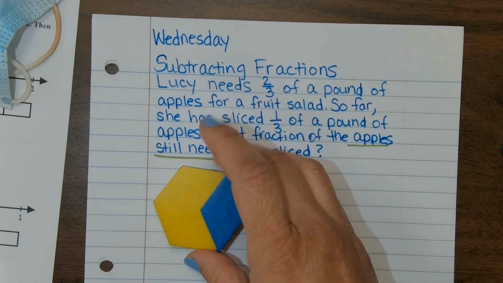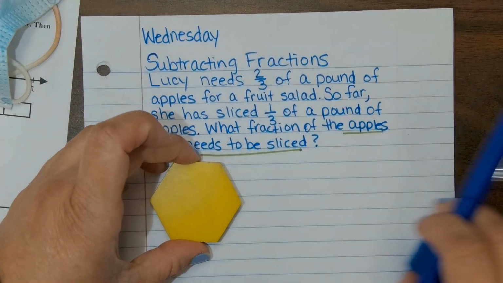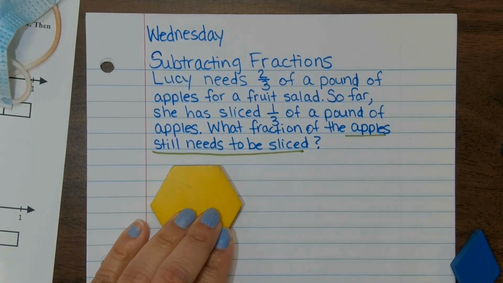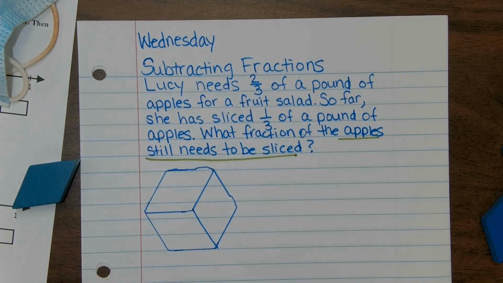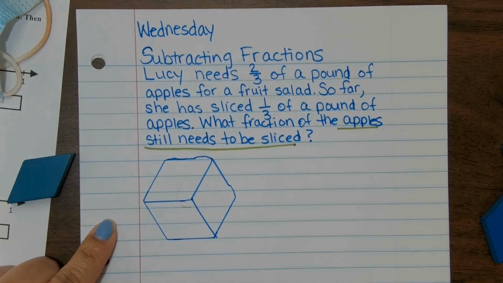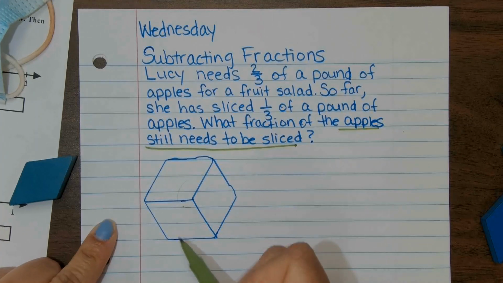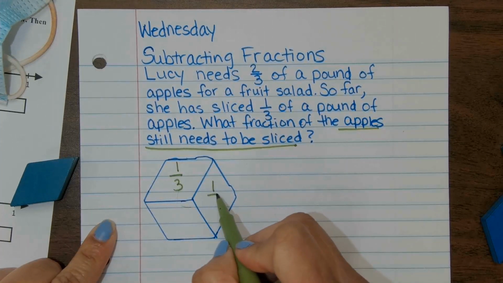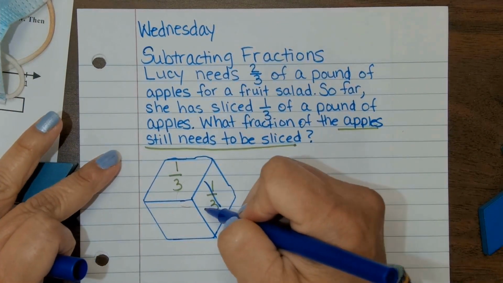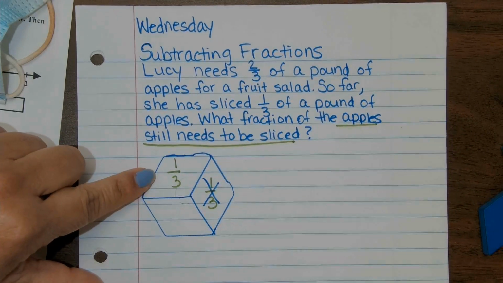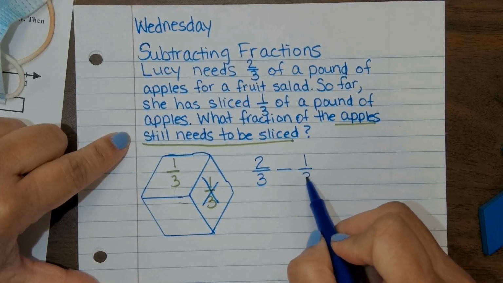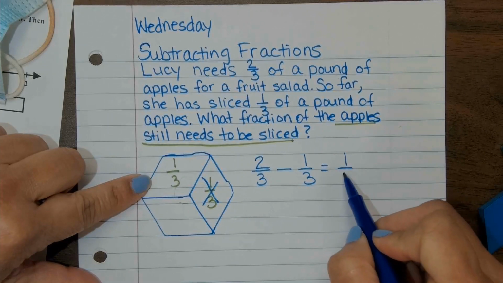Okay, so let's go ahead and sketch this out, just to show how we can represent it. I'm going to draw this out. Here is my hexagon and here are my rhombi in my hexagon. My hexagon is representing my whole, my apples. She needs 2/3. So here's 1/3 and 1/3. There's your 2/3. And she already sliced 1/3, so I'm going to cross that out. And I have 1/3 left. I can also represent this as 2/3 minus 1/3 equals 1/3.